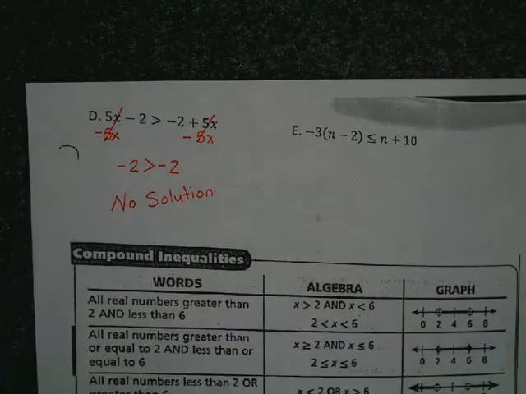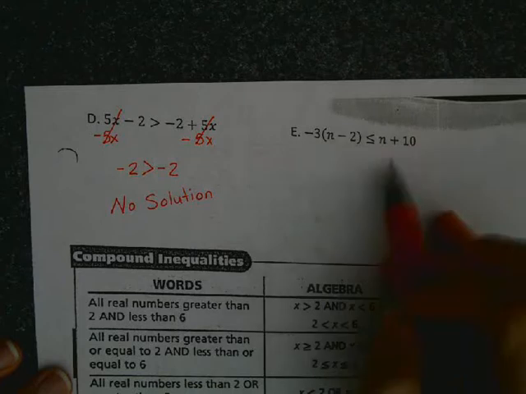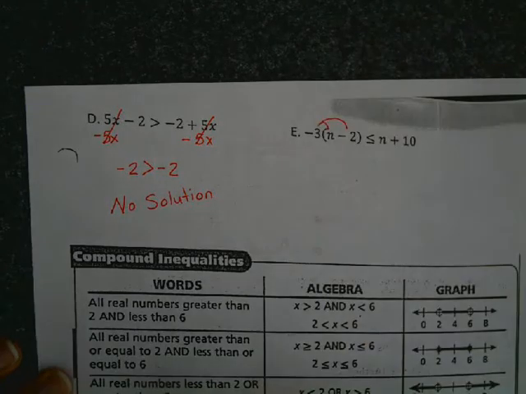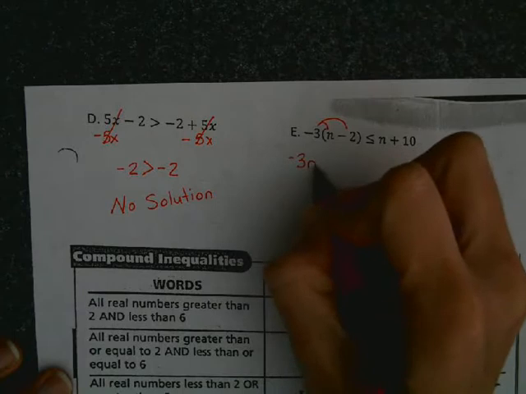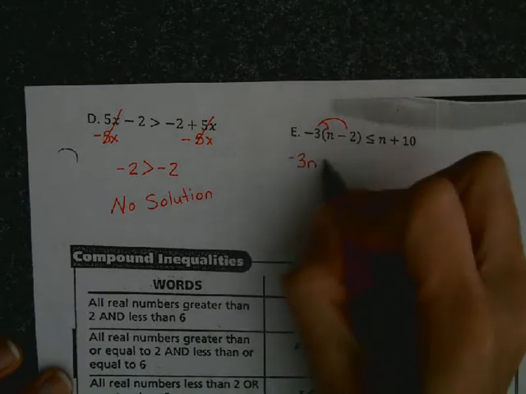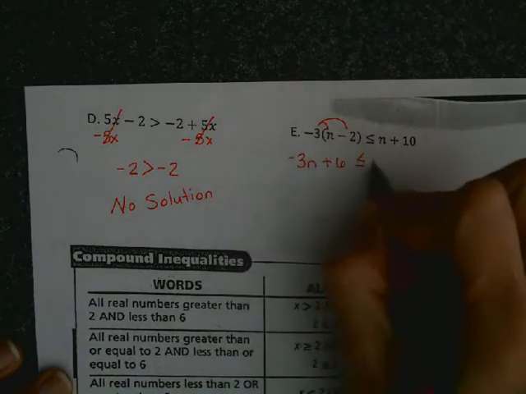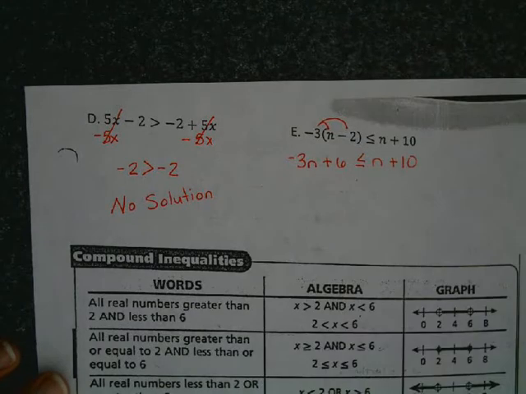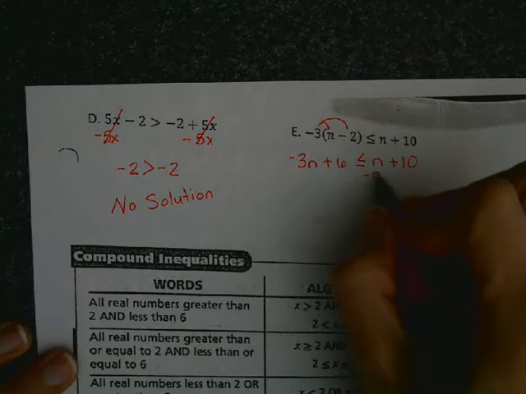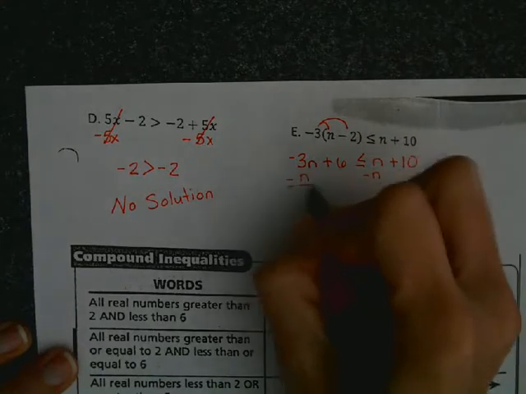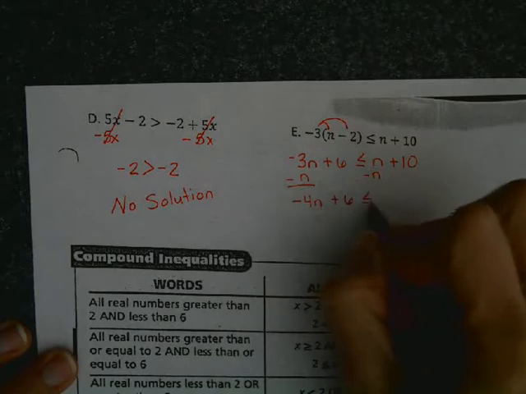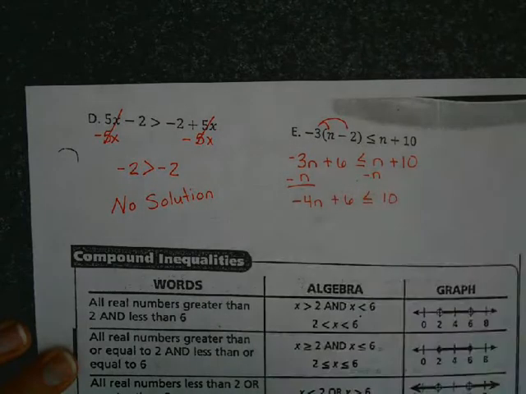When you have a parenthesis in a problem, remember you want to distribute. Distribute means multiply. So negative times a negative makes positive 6. Once you have your parentheses gone, you want to get all your numbers on one side and all your variables on the other side. So we'll subtract the 1n to this side, which gives us negative 4n. Then we'll subtract the 6 to the other side.